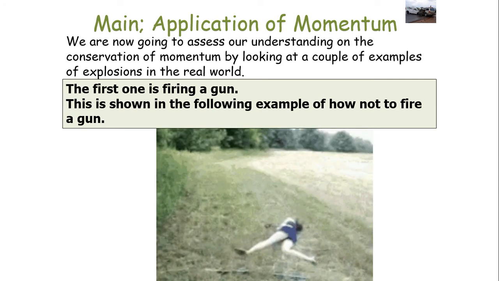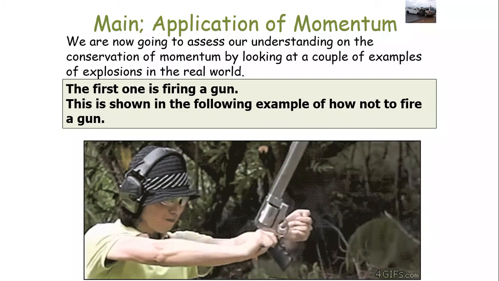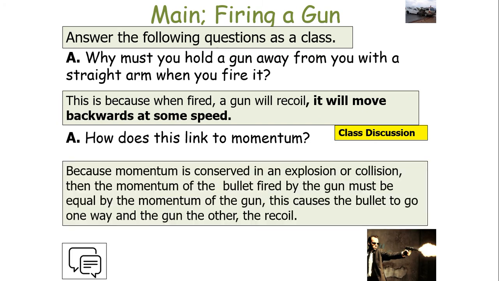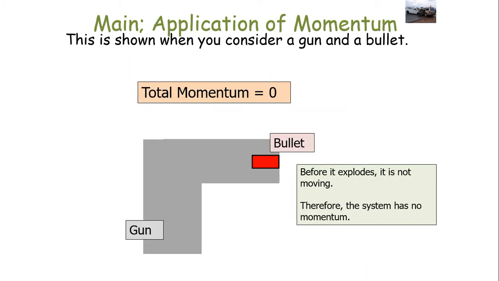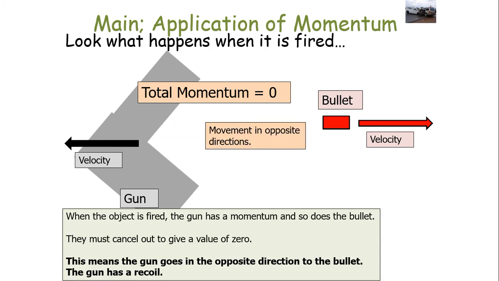Now, we see the conservation of momentum in many different examples, such as firing a gun. When you fire a gun, you'll notice a recoil, and that's an example of the conservation of momentum. So how does this link to the concept of momentum? Well, let's consider a gun and a bullet before it is fired. Before it is fired, it's not moving, so the total momentum must be 0. Therefore, after it is fired, if the bullet has a positive momentum, the gun must have a negative momentum to cancel out that positive momentum of the bullet, to get the total momentum to be 0. So the total momentum after will be 0. This means there's movement in opposite directions.